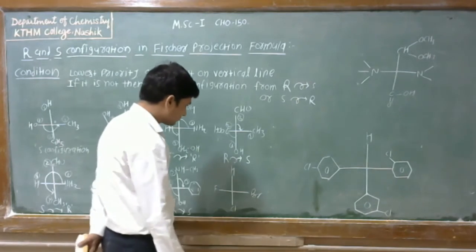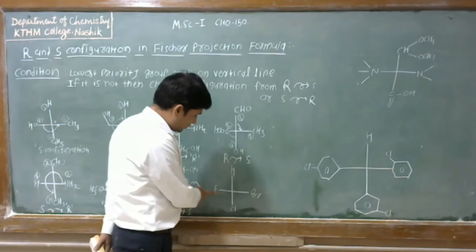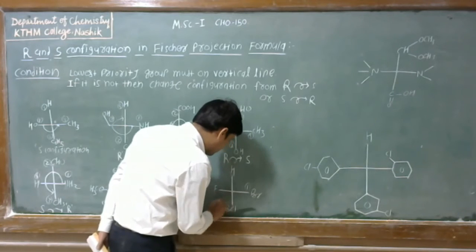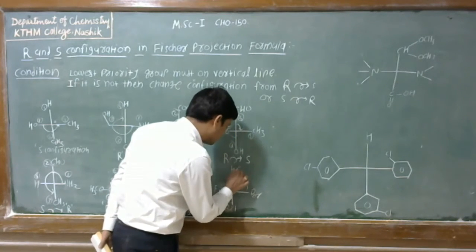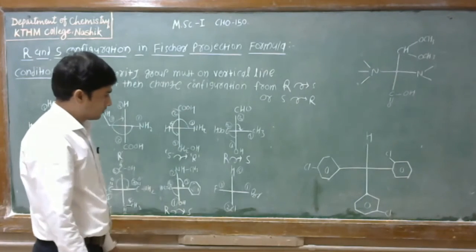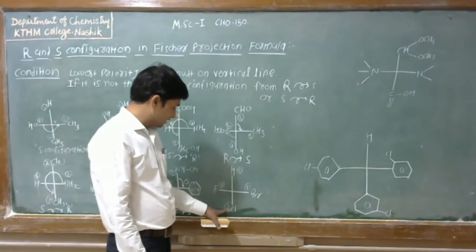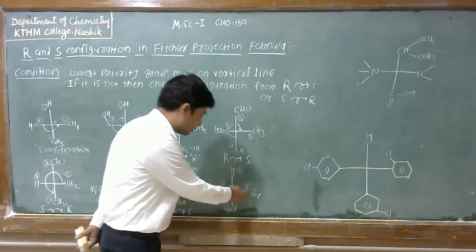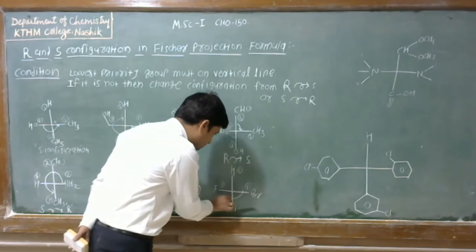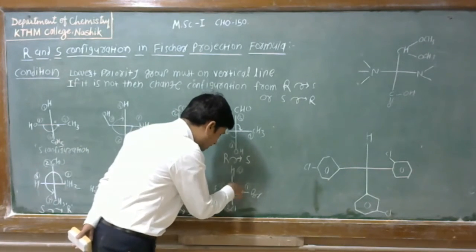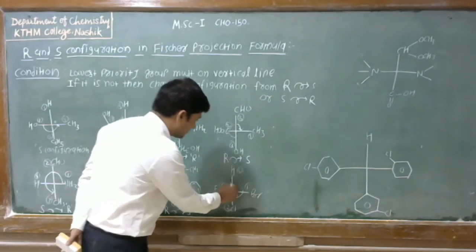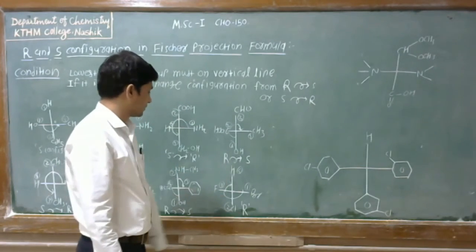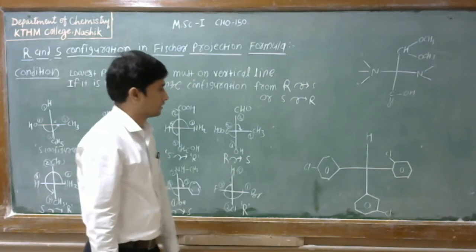In the next compound, here this is hydrogen, this is chlorine, this is chlorine, this is bromine. So bromine has first priority, chlorine has second priority, chlorine has third priority, and hydrogen has fourth priority. We know that the atomic number of bromine is more than chlorine, and the atomic number of chlorine is more than hydrogen. Therefore, bromine has the first priority. So we move from first to second, second to third, and third to fourth. Here, in this case, there is R configuration, and the lowest group is on the vertical line. Therefore, there is no need to change the configuration.